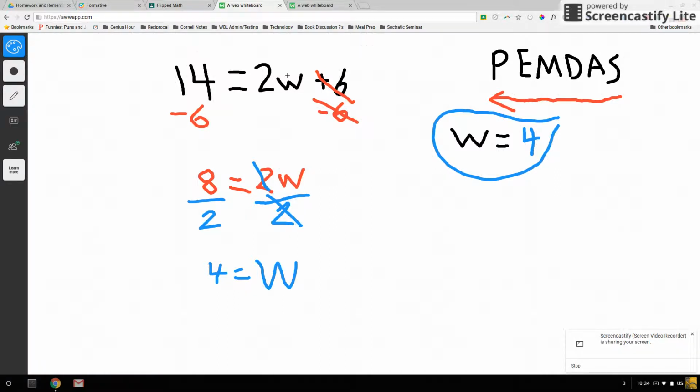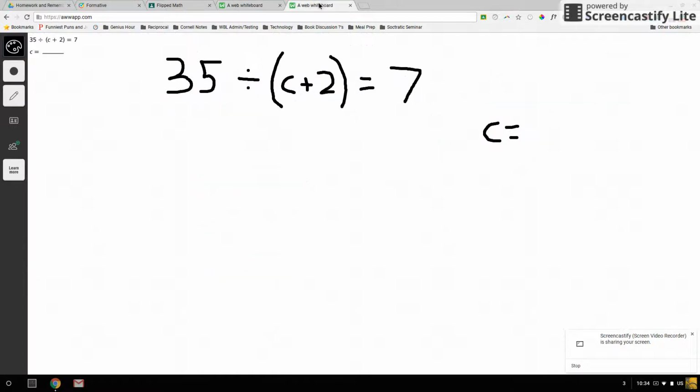So the only thing different from yesterday to today is I had to do 2 things to it, and I had to work backwards. All right, let's look at a little bit more complicated one. Hold on, let me write PEMDAS up here again. PEMDAS, and remember, we're trying to undo this equation, try to figure out what number c is, and we're going to work backwards. It's a really unstraight arrow, but I'm doing my best.